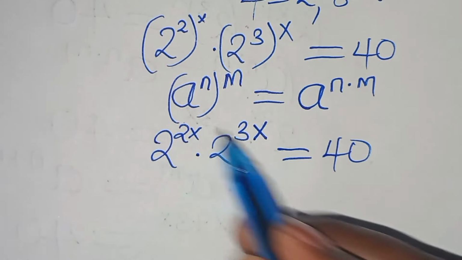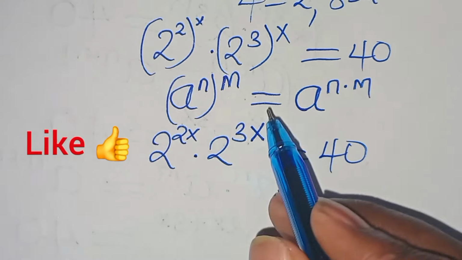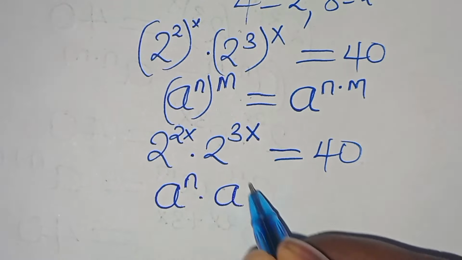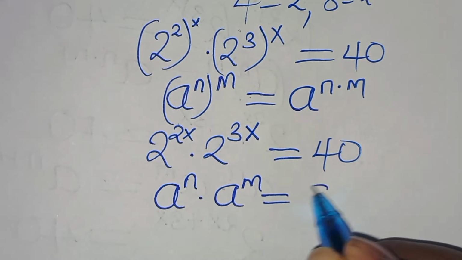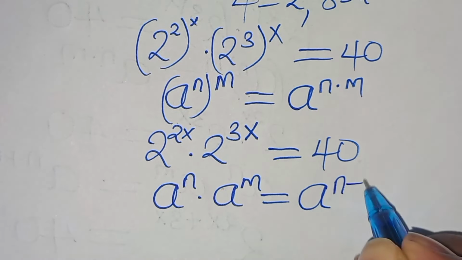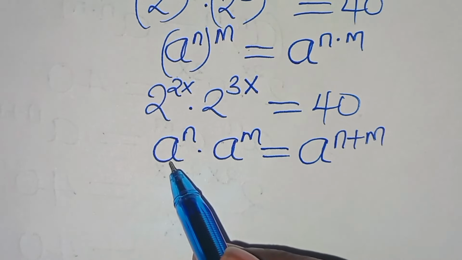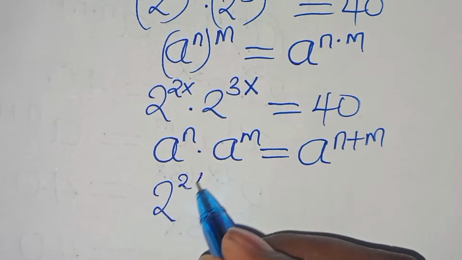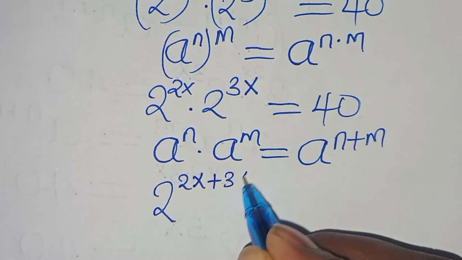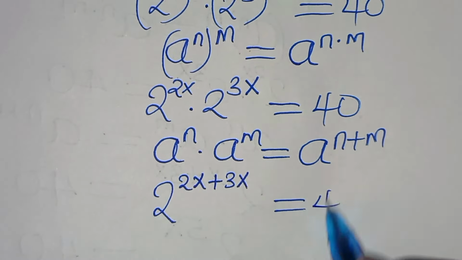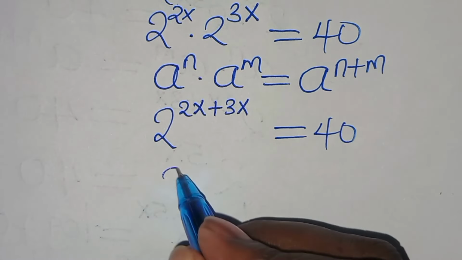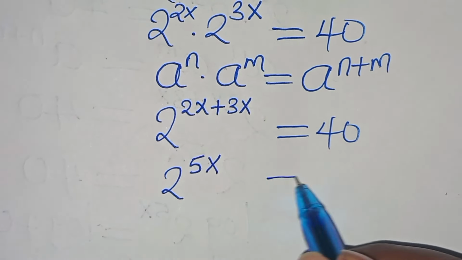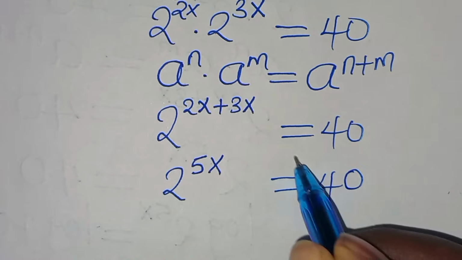So 2 to the power of 2x times 2 to the power of 3x is in the form of a to the power of n times a to the power of m, and this can be expressed as a to the power of n plus m. Applying this exponent property, we have 2 to the power of 2x plus 3x, which is equal to 40. This is 2 to the power of 5x, and this should give us a value of 40.